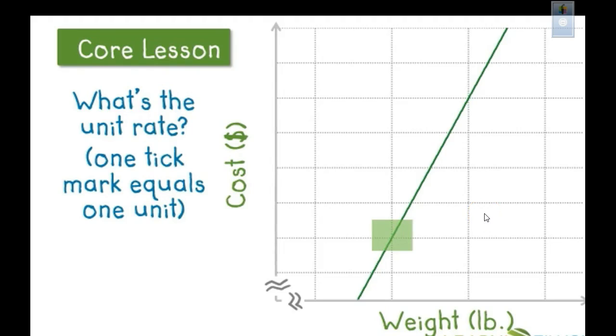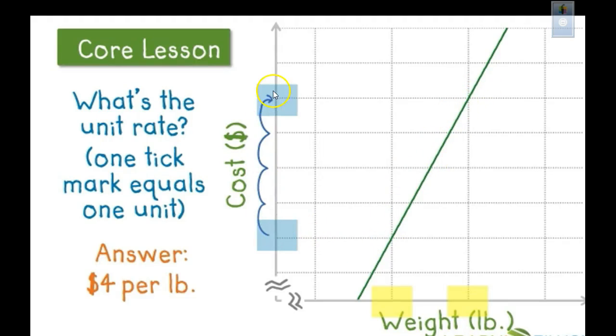Pick any ordered pair on the graph, so put a point there, and imagine that you knew its x and y coordinates. To find the unit rate, imagine that you decided that you wanted 1 more pound than you had planned. Find the corresponding point up 1 tick mark on the x-axis, and you can see that that 1 additional pound resulted in a cost of 4 additional dollars. So even without seeing any specific numbers on the axes, we know that the unit rate is $4 per pound.